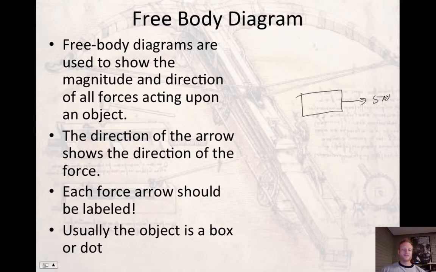Okay, so I'm applying a force of 5 newtons to the right on this box, just so it's real easy to see. And usually the object is a box. Sometimes I'll see it even as like a dot, and then let's say I apply 5 newtons of force to this. That would be another way of doing it. The box is kind of nice because it allows for more space for you to draw things around it, whereas a dot, it can kind of get messy.